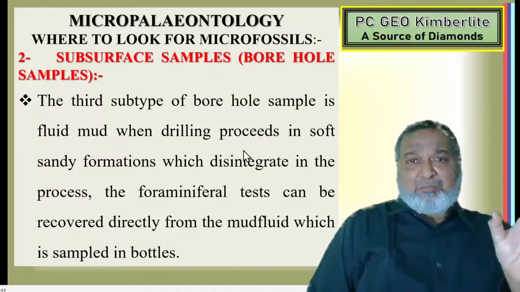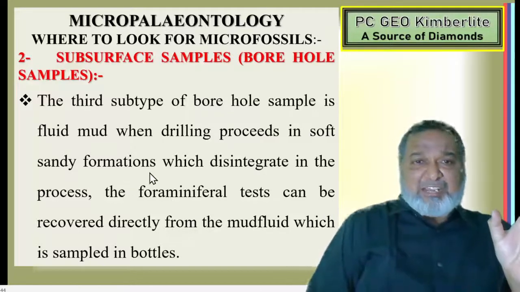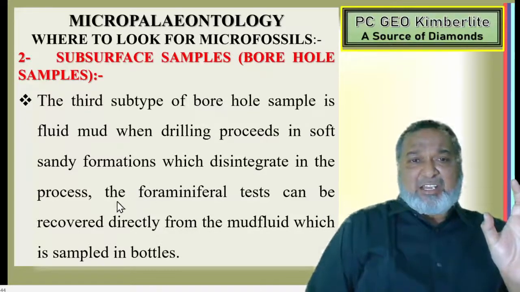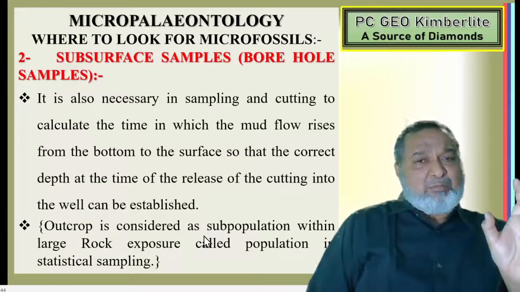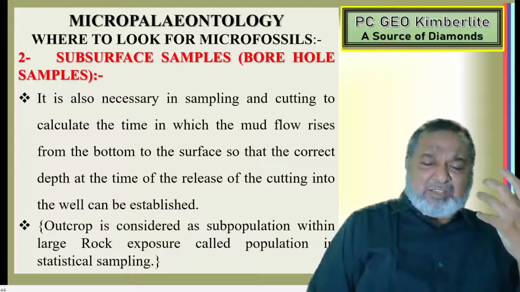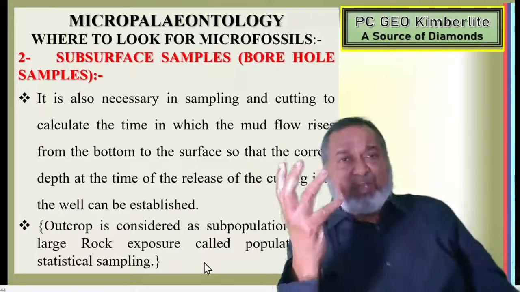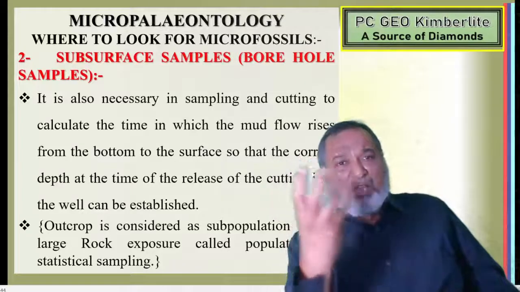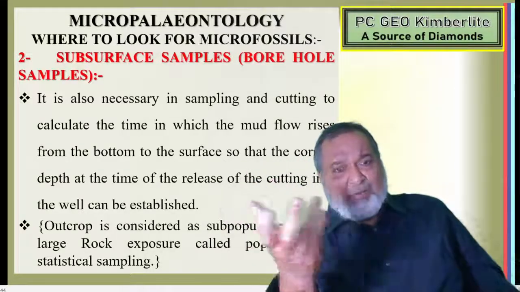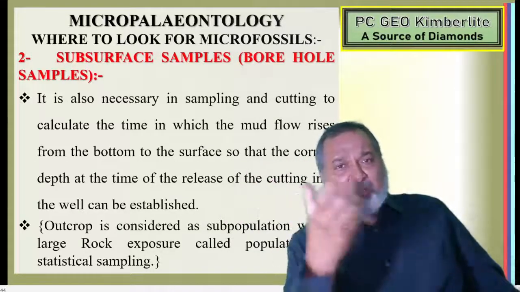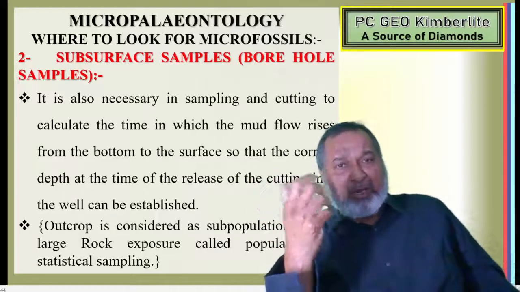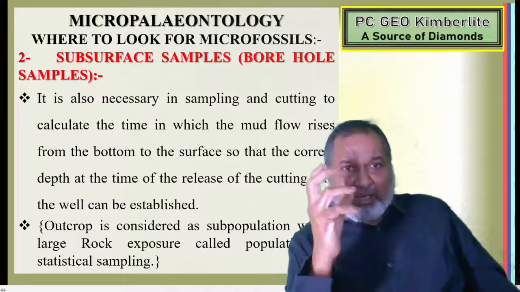fluid mud. When drilling proceeds in a soft sandy formation which disintegrates in the process, the foraminifera tests can be recovered directly from the mud fluid which is sampled in a bottle. So if the rock is very soft and fragile and drilling is there, then at that time we could not get the core sample. So at that time from that muddy flow, we can separate out the microfossil, and we have to pick it out and put it into the proper plastic bottles.